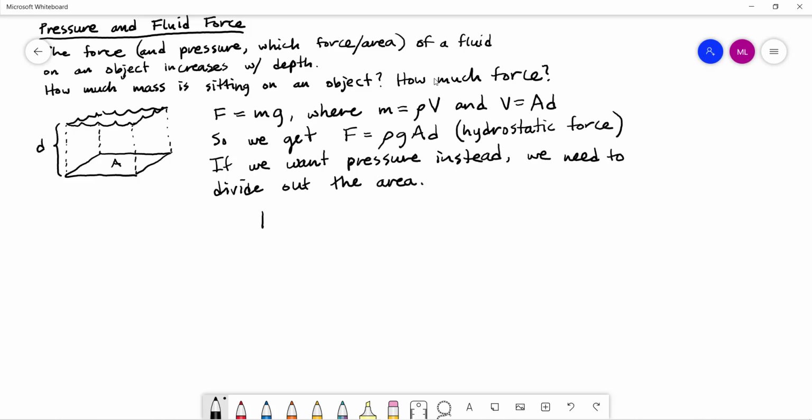And if we just want the pressure, again, it's force over area. So in our case, that force was rho g A d. We're dividing by that same area, right? The total force is distributed over this entire area, and so at any given point, we can think about the pressure. We can cancel these A's, and the pressure is just going to be rho g d. So it's linearly proportional to the depth. So this is the hydrostatic pressure.